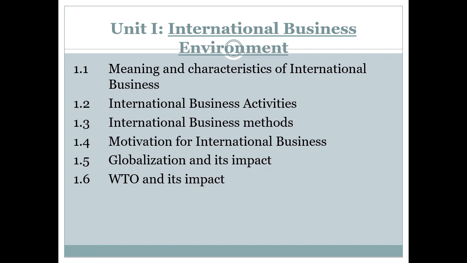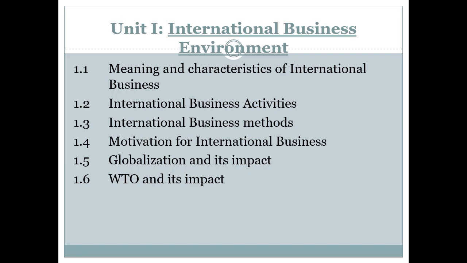So here we will study some of the motivational factors through which a particular person switches over from domestic trade or domestic business towards international business. What guides him, what inspires him, what are the factors which induce him in a proper and appropriate way.